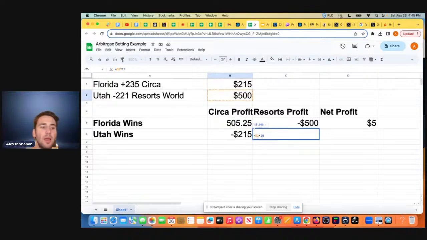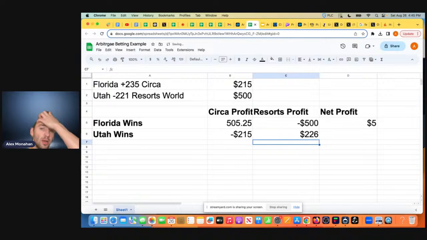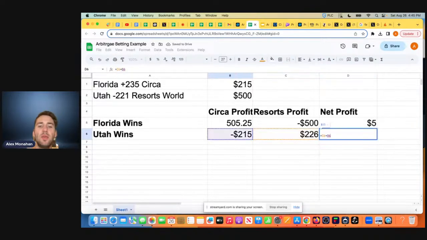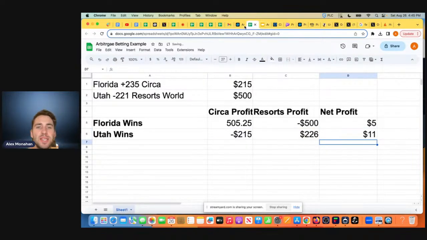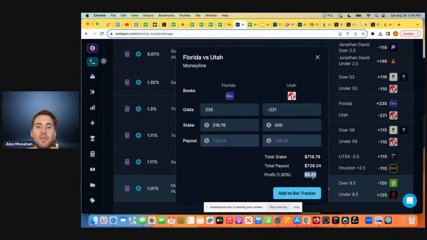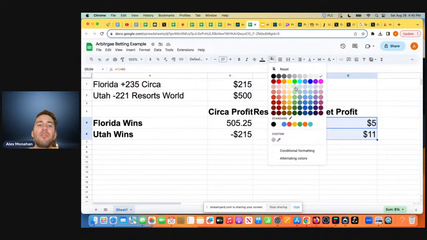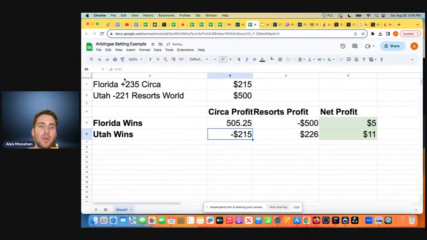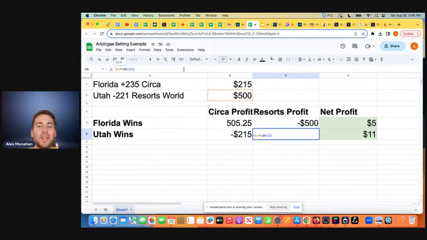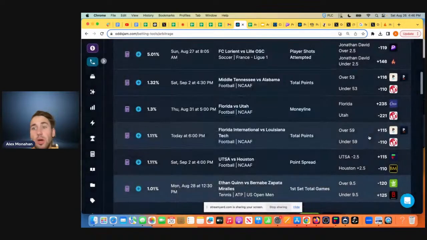We bet this at minus 221 odds. So 500 divided by 221 is $226, and we're up 11, right? And again, the reason it's not exactly what the calculator says of 945 is because we're rounding a bit. But in either case, right, we make money. We're up profit, right? So you can kind of go through the math yourself. $500 at minus 221 odds is, again, just going to be 226 in profit if you know how these sportsbook odds work. So in both cases, we make money. So that's arbitrage betting for you.